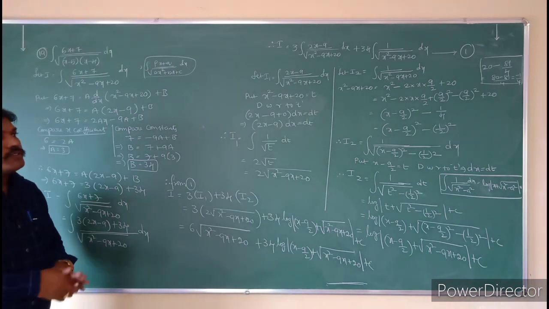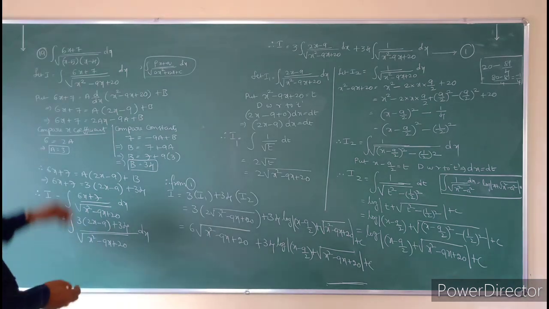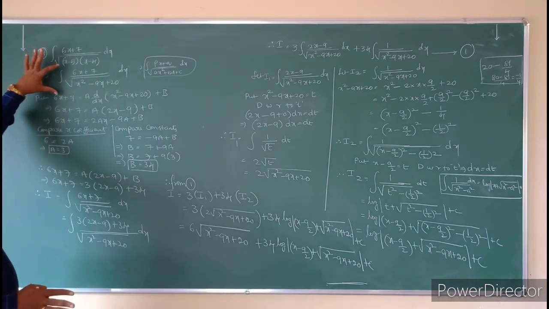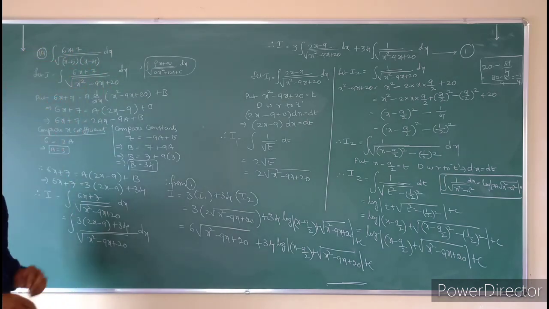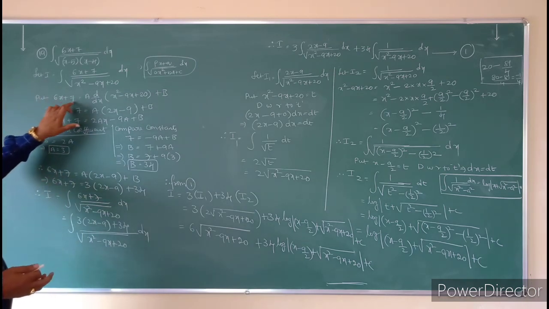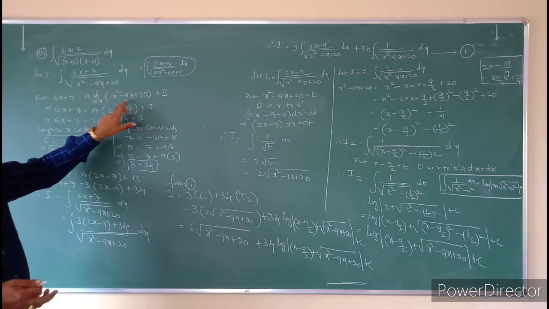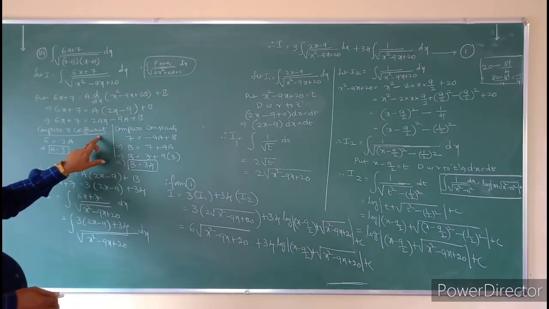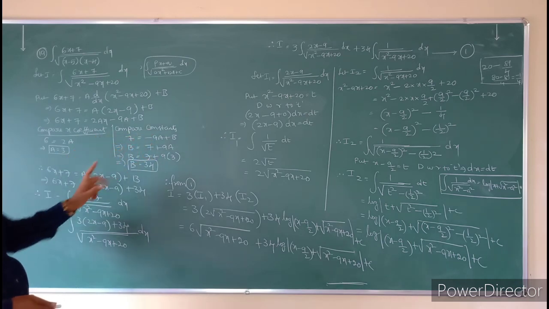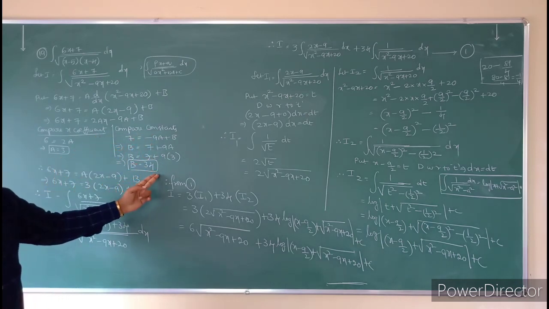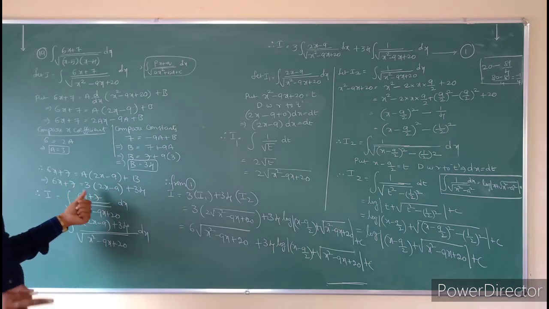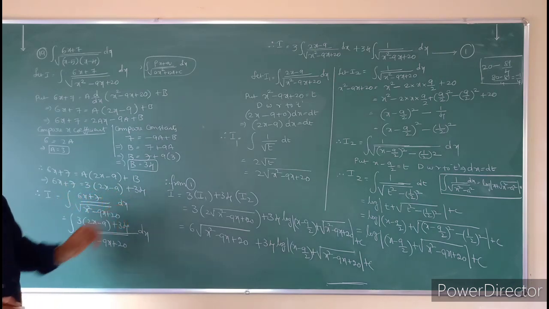So see that question, students, once again. Integral of 6x plus 7 by x minus 5 into x minus 4. Just multiply the term, x square minus 9x plus 20. So after multiplication, just take the form px plus q is equal to a into derivative of ax square plus bx plus c, plus b. After getting this, just compare the coefficients, the x coefficient and the constants. You will get a is equal to 3 and b is equal to 34. So substitute this value: 6x plus 7 you can write as 3 into 2x minus 9 plus 34.